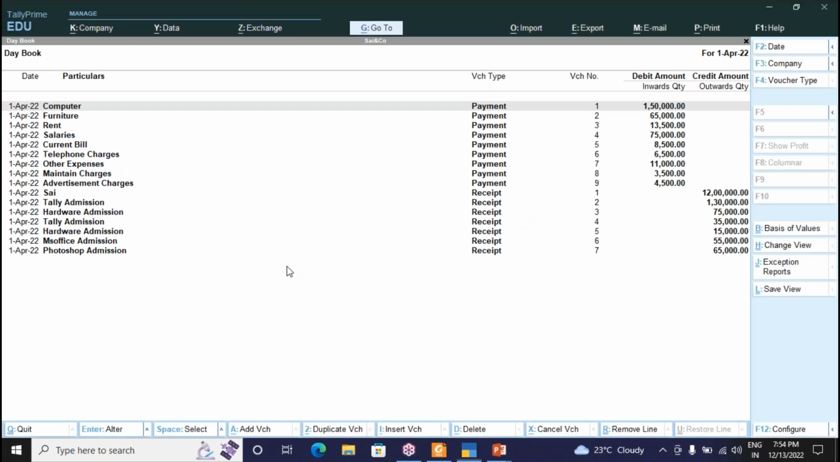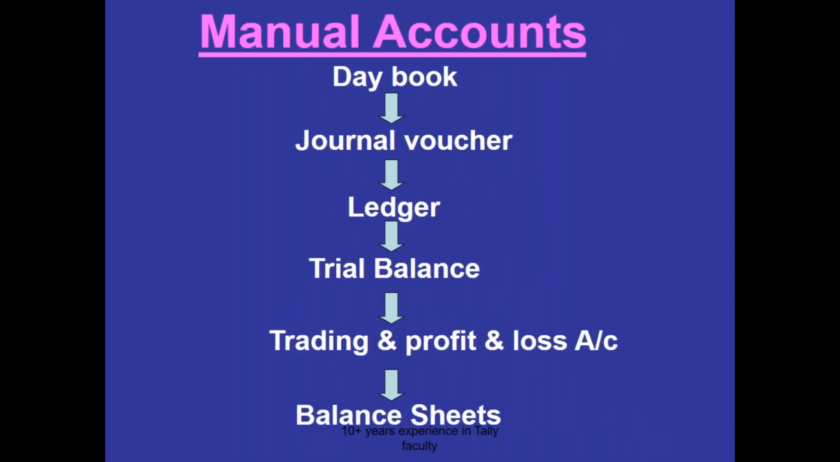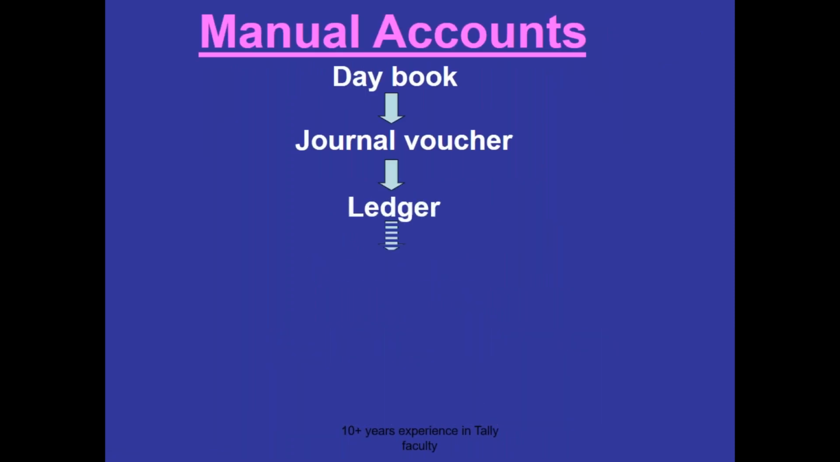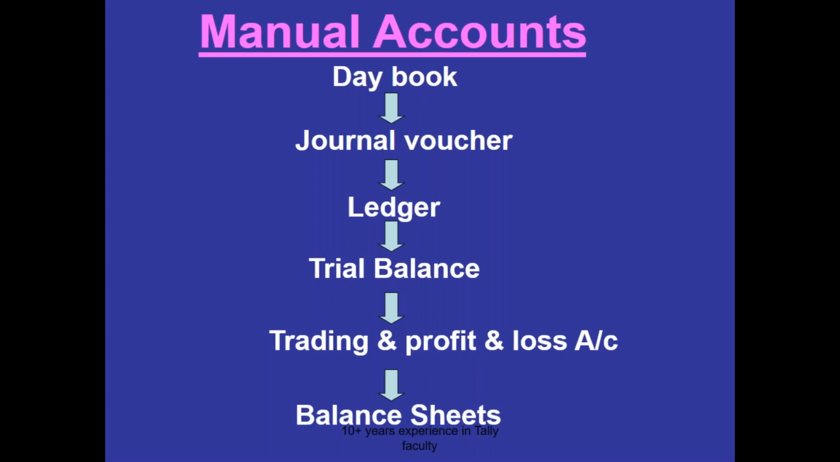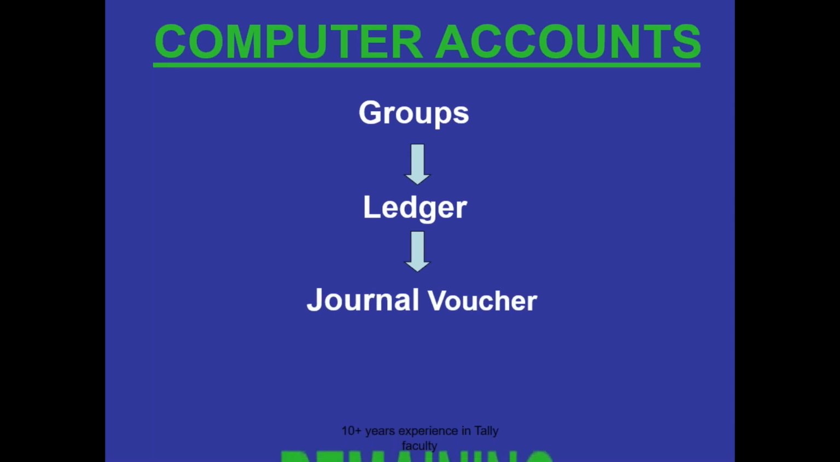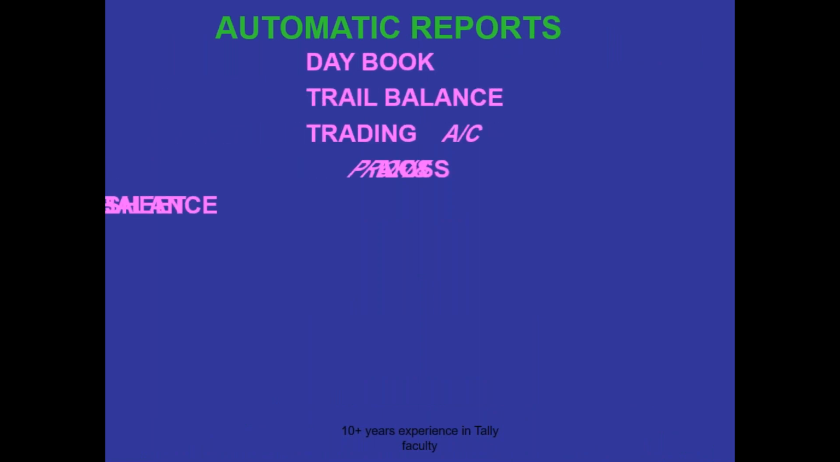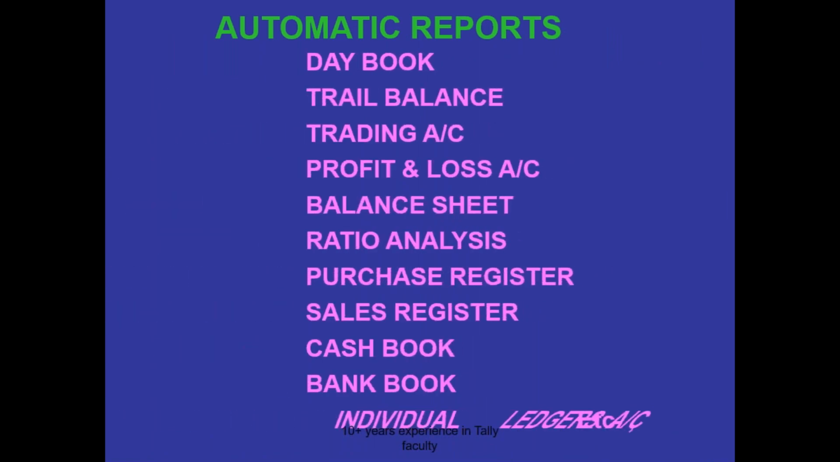Understand? But see, the condition is that in manual accounts, there is a step-by-step process to prepare final accounts. Day book required, vouchers required, ledgers, trial balance, balance sheet. But in Tally, just create the company, then groups are not required, by default 28 groups are available, then vouchers, and finally all the reports are generated. These reports are generated automatically. Just do company creation, ledger creation, voucher entry. These three things only. Okay. Now any doubts?